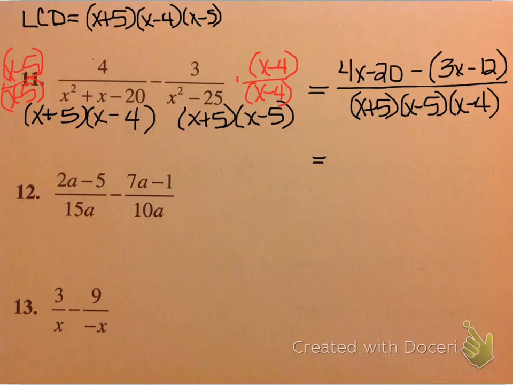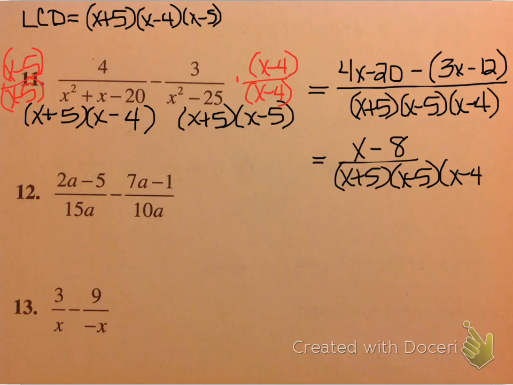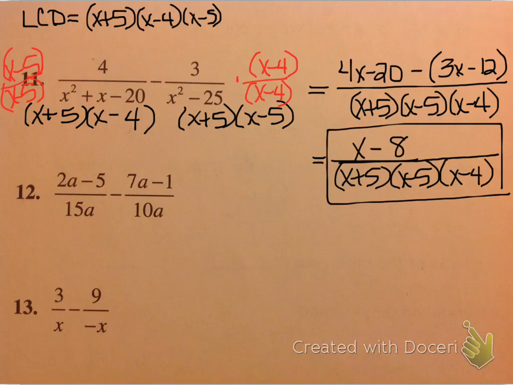Now let's simplify the numerator. I have 4x minus 3x, so it's going to be x. I have a minus 20 minus minus 12, so that's really minus 20 plus 12, which is a minus 8, all over my denominator of x plus 5, x minus 5, x minus 4. And that's my final answer.